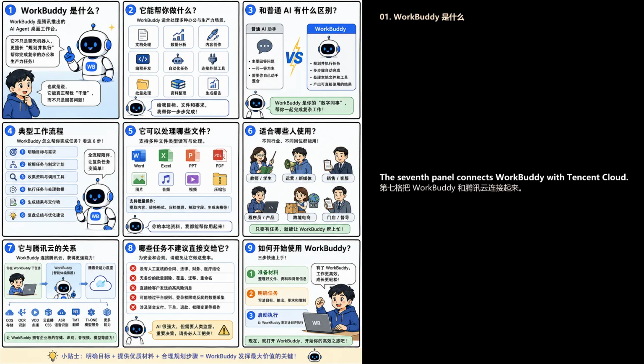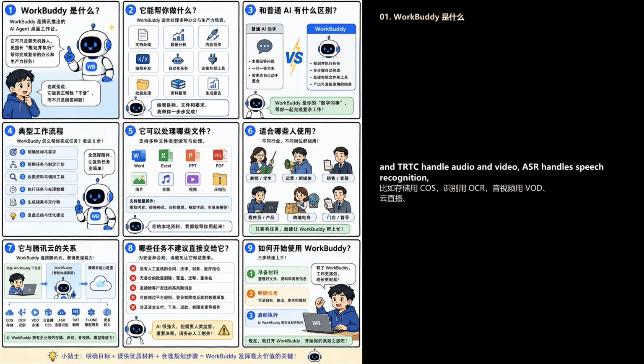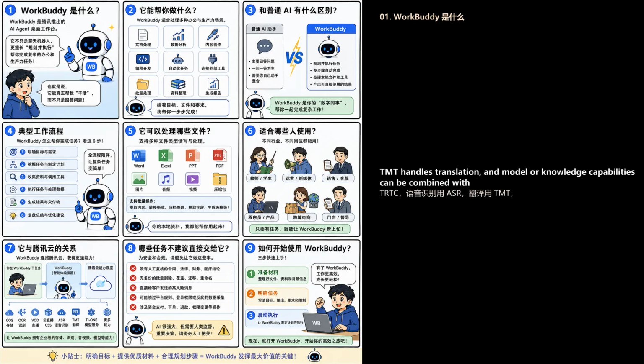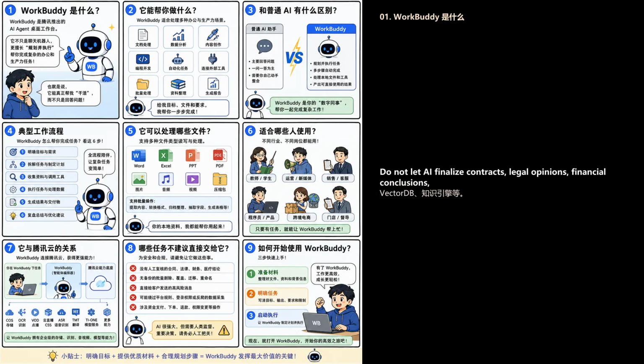The seventh panel connects WorkBuddy with Tencent Cloud. WorkBuddy is the desktop entry and agent orchestrator, while Tencent Cloud provides the capability foundation. For example, COS handles storage, OCR handles recognition, VOD/CSS and TRTC handle audio and video. ASR handles speech recognition, TMT handles translation, and model or knowledge capabilities can be combined with Token Hub, O1, VectorDB, and Knowledge Engine. The eighth panel is about safety boundaries.